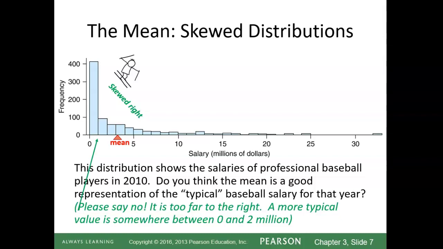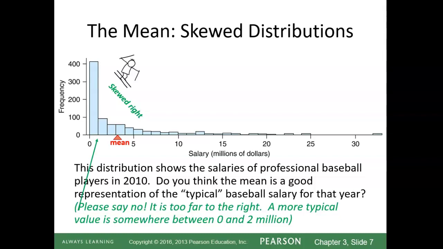And these are salaries of professional baseball players from 2010. The mean is an interesting statistic here. It may not be all that typical. In other words, if you want to know what your typical baseball player is making, the mean may not be that representative, right? As it says on this slide, do you think the mean is a good representation? And the answer is no.